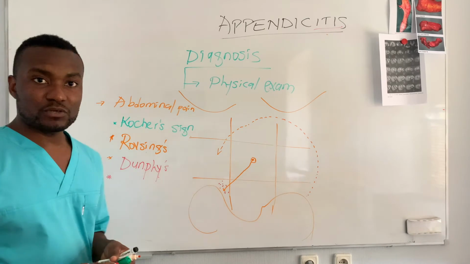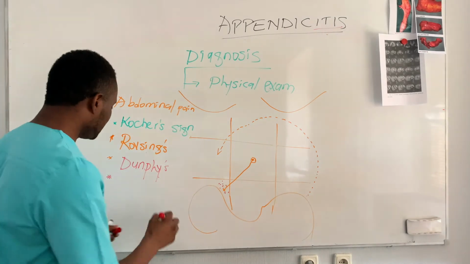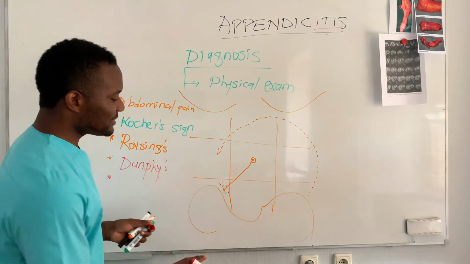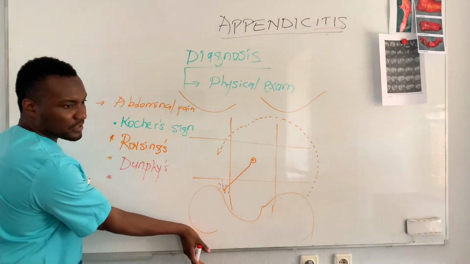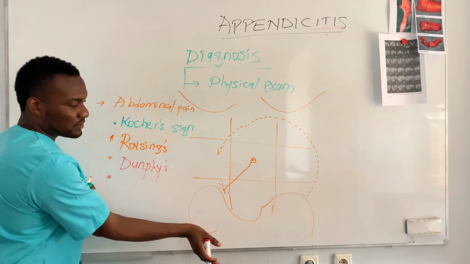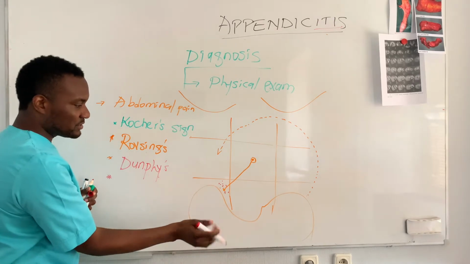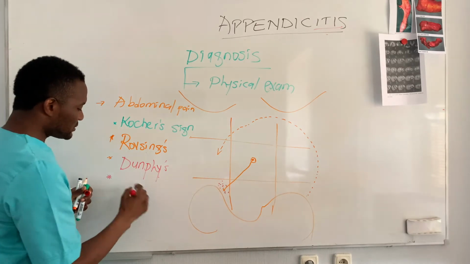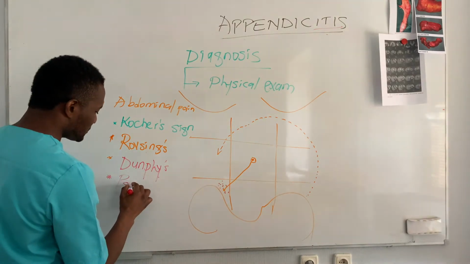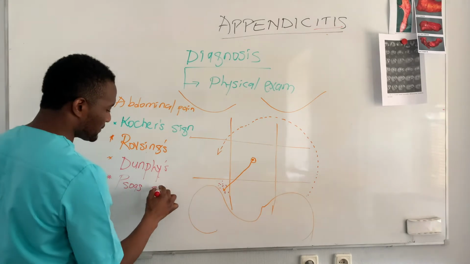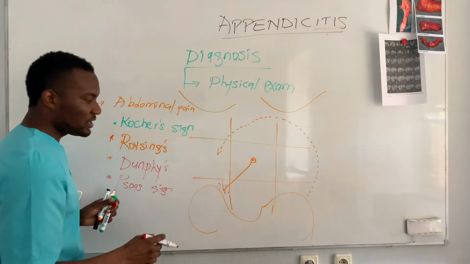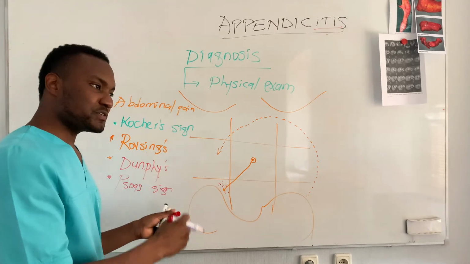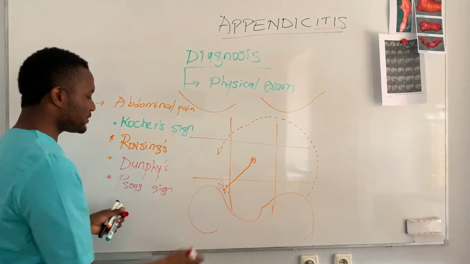Another sign you have to look out for is you can tell this patient to lie supine and extend the hip, the right hip. Now, if the patient extends, they will feel pain in the right iliac fossa, and that is called the psoas sign. Sometimes you can actually try to flex the hip by yourself, and the patient will complain of pain here.